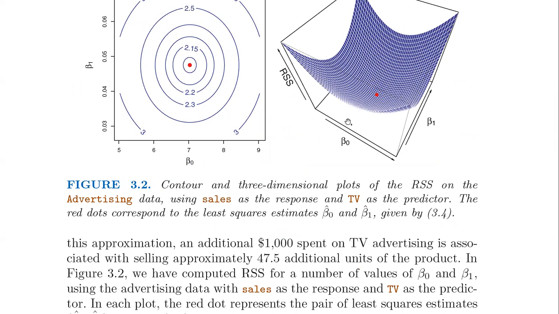We look at all the possible beta naught values and beta 1 values. Each combination, each pair of beta naught and beta 1, gives you one value for the residual sum of squares. We minimize that residual sum of squares using differentiation.